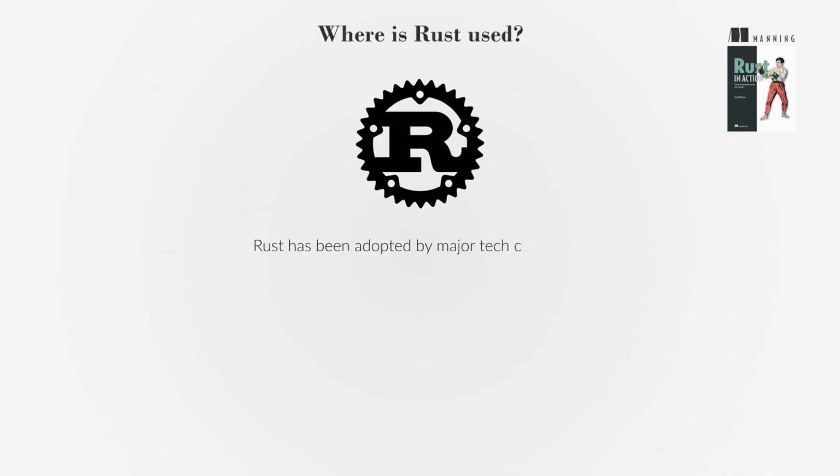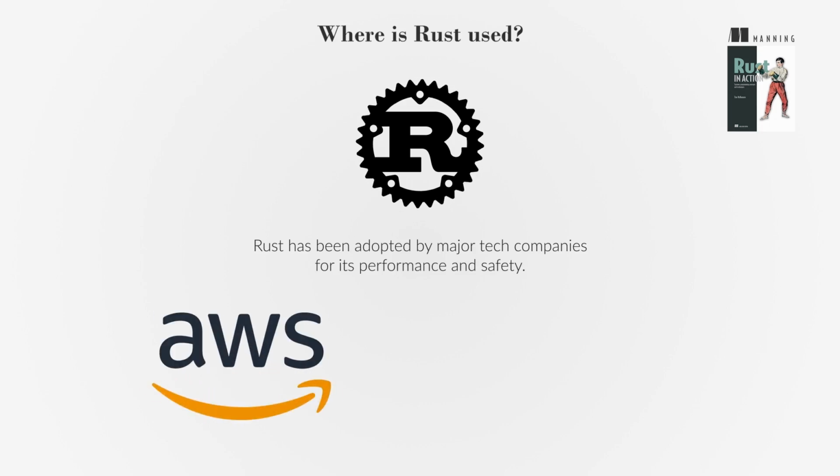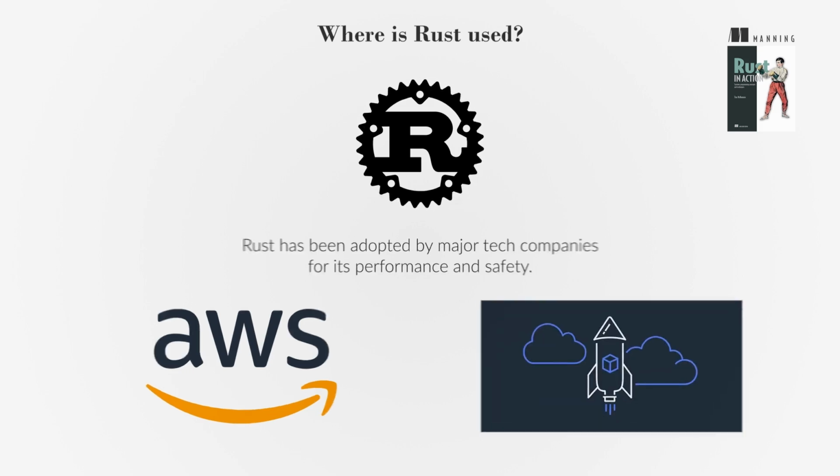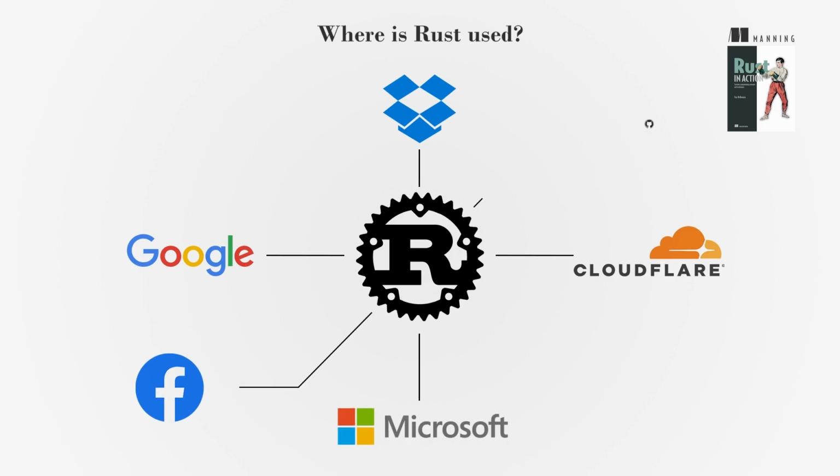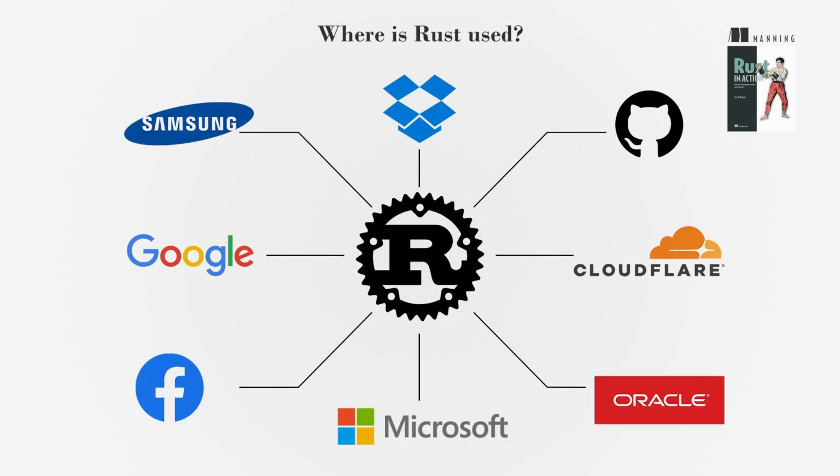Rust has been adopted by major tech companies for its performance and safety. AWS uses Rust for serverless computing and has used Rust to develop the BottleRocket OS. Cloudflare, Dropbox, Google, Facebook, Microsoft, GitHub, Oracle, and Samsung are among the companies that have integrated Rust into their services and infrastructure.